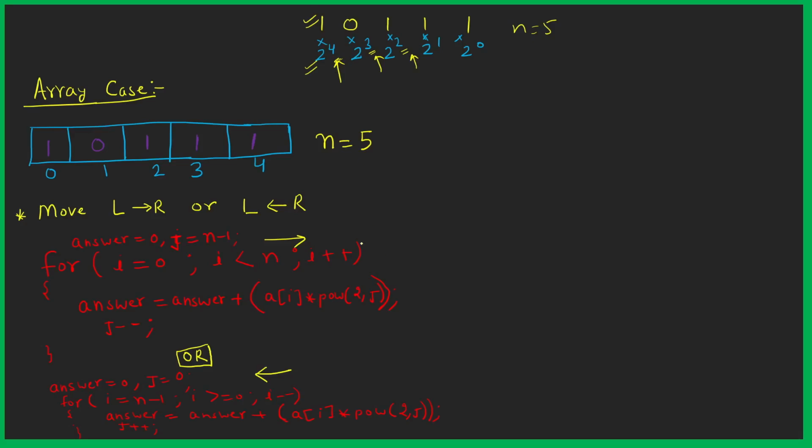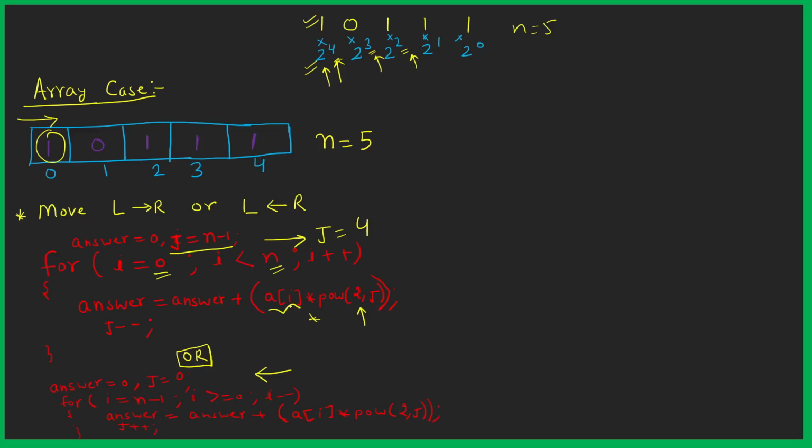So what we can do is, let's say we are moving from index 0 to n, that is, from left to right. We scan the whole array and multiply each digit, that is each ai, with some power of 2. Now, 2 comma j, where j means the exponent. So how are we generating this j? j starts with n minus 1. In this case n equals 5, which means j will start from 4.